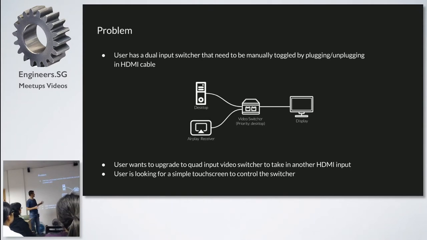So my client has a problem. He has basically his current setup. He has two video sources and one video feature to one display. What he does right now is, if he wants to switch between these inputs, he has to manually unplug the cable to switch between these two. There was no control system in place, there was no button for them to do the switching.